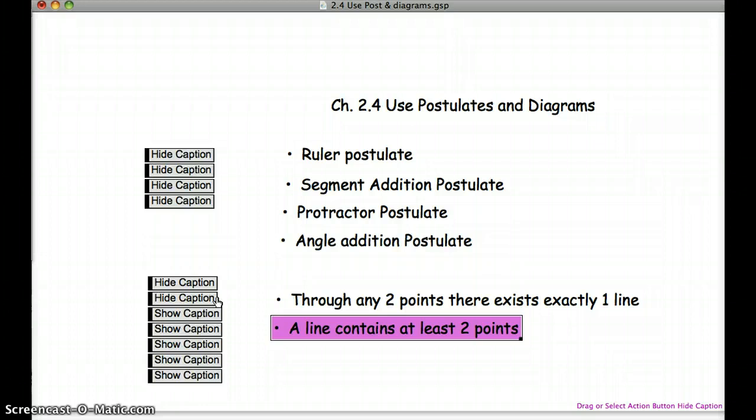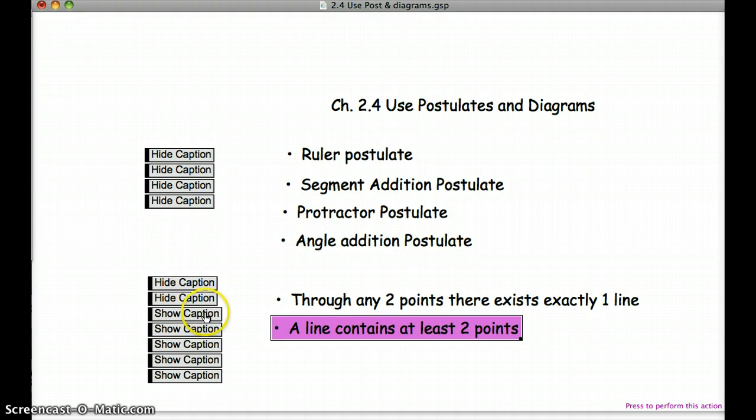If I take postulate 5 and postulate 6 and make an if-then statement, I can say, hey, if through any 2 points there is exactly 1 line, then a line contains at least 2 points. Okay, so you can actually make a conditional statement out of those. And you can do the converse: if a line contains 2 points, then through the 2 points there exists exactly 1 line. And then you could do a contrapositive and so forth. Okay, so that's pretty simple.